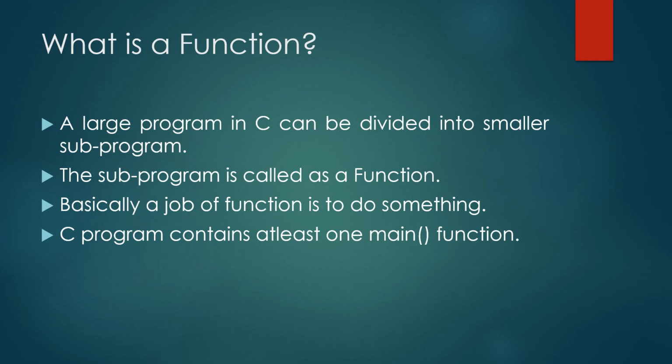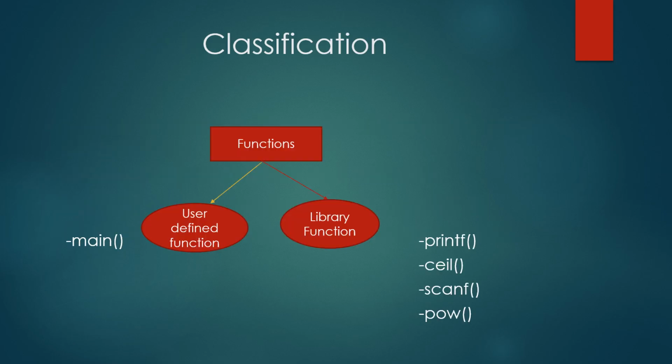First, we can see what is a function. A function is nothing but a large program in C that can be divided into smaller subprograms. The subprogram is called a function. Basically, the job of a function is to do some kind of task. A C program must contain at least one main function.